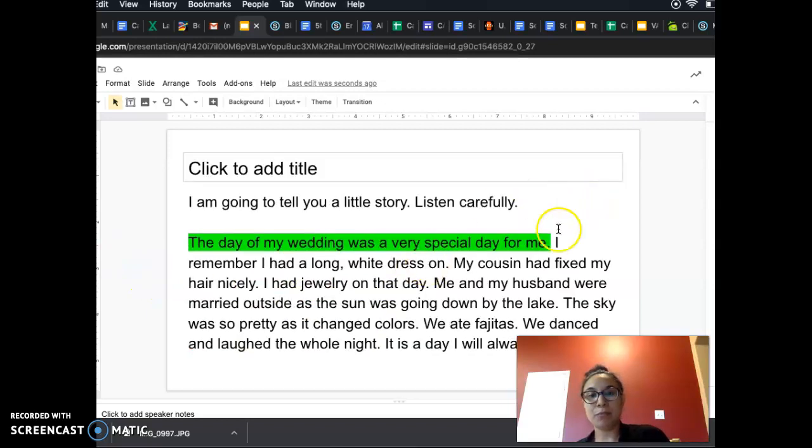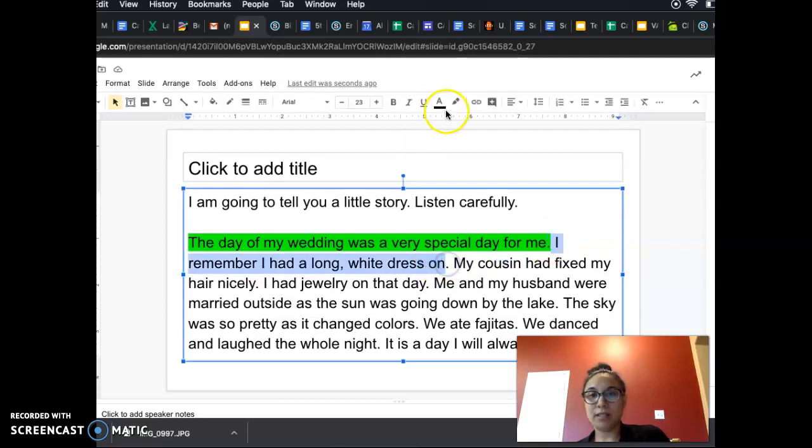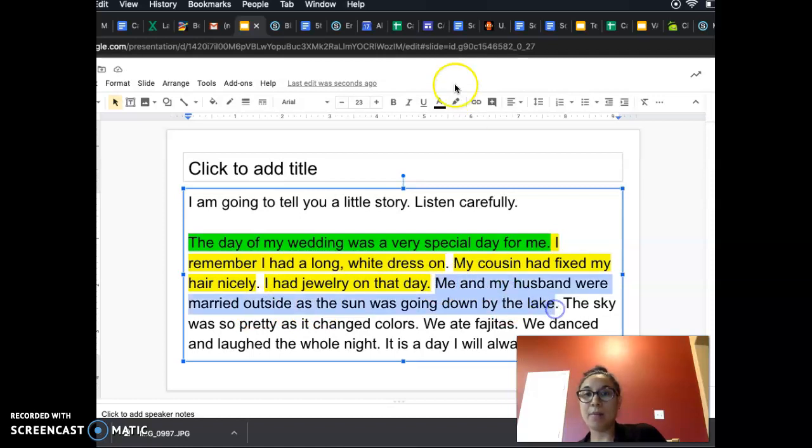So let's see. I remember I had a long white dress on. Oh, that's one detail. I'm telling you what I had on: a long white dress. My cousin fixed my hair nicely. Who did it? My cousin. Oh, I even had jewelry on that day. That's another detail. Me and my husband were married outside as the sun was going down by the lake. That's another detail. Where were you married? Outside, by the lake. The sky was so pretty as it changed colors. That's another detail.